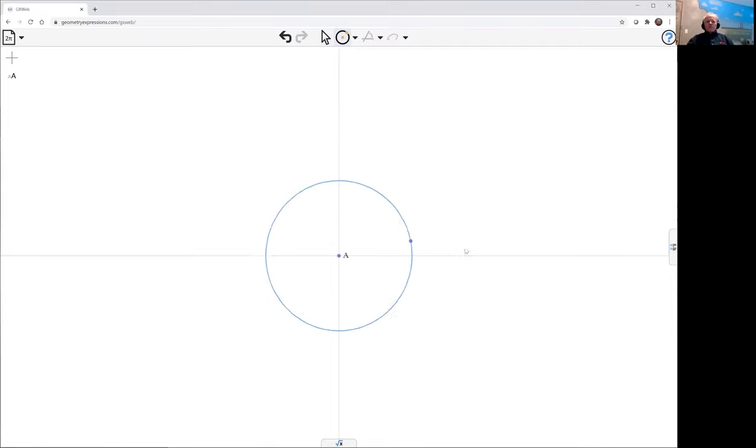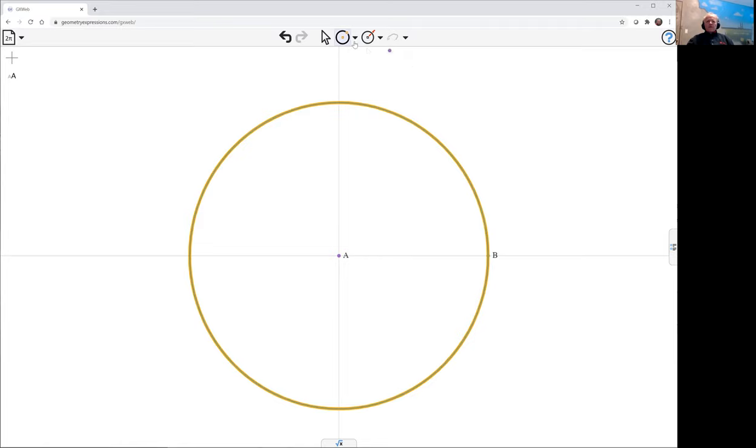We'll make it centered at the origin. And let's give that a radius of A. And then we'll create a point. This is going to end up being the focus of our ellipse. And we will give it a distance out from the center of the circle, and we'll make that E times A.